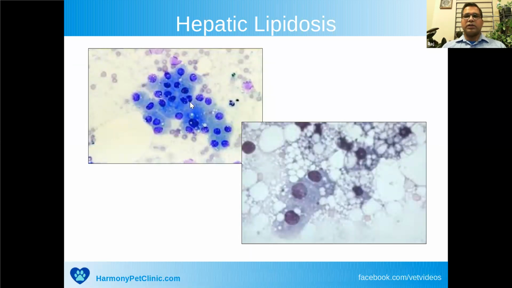We can do ultrasound-guided needle cytology. Mostly it's done from the left side, because on the right side there is a risk of penetrating or rupturing the gallbladder, and on the left side we only need to avoid the spleen. This is the normal hepatocytes from a cytology or needle biopsy. And here you can see in the hepatocytes there are a lot of fat vacuoles, and that confirms the diagnosis of hepatic lipidosis.